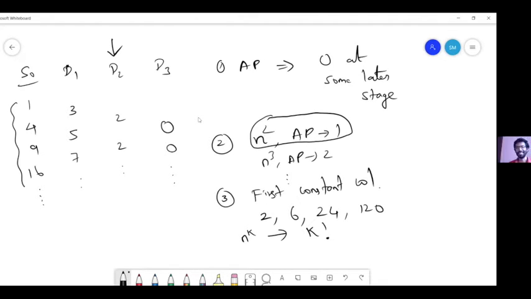Very nice. Jagdish sir gave a method, in fact, to find the formula for the initial sequence, that is S0, by using this method. So he gave a very nice method. We will go into that method in some time.